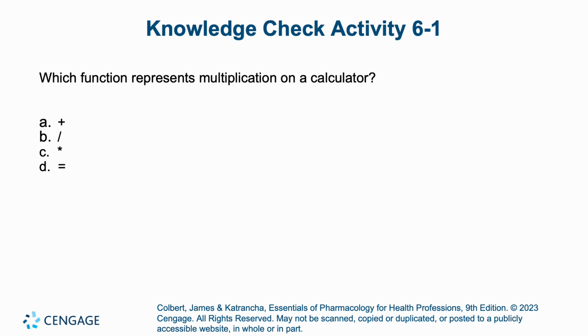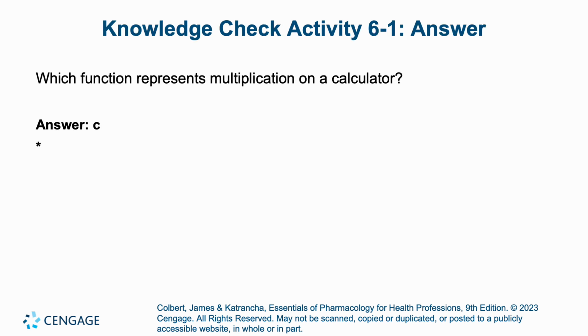Knowledge check. Which function represents multiplication on a calculator? This one is hard to do via audio lecture. Hopefully you can just pull up the slide. But A is a horizontal line crossed by a vertical line. B is a slash. C is an asterisk. And D is two horizontal lines stacked on top of each other. The answer is C, and it's the asterisk. Remember that that could also look like a letter X.